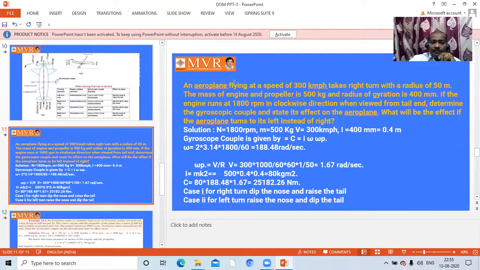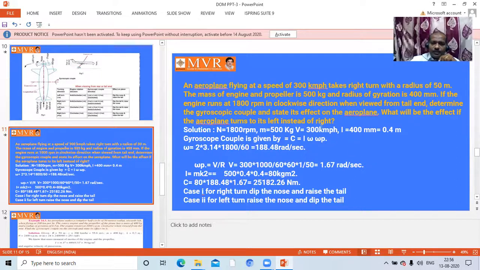An aeroplane flying at a speed of 300 km per hour takes a right turn with a radius of 50 meters. The engine runs at 1800 rpm. The mass of the engine and propeller is 500 kg and the radius of gyration is 400 mm. If the engine runs in a clockwise direction when viewed from the tail end, determine the gyroscopic couple and state its effect on the aeroplane. What will be the effect if the aeroplane turns to its left instead of right? So if you observe this problem, the first question is to determine the gyroscopic couple.